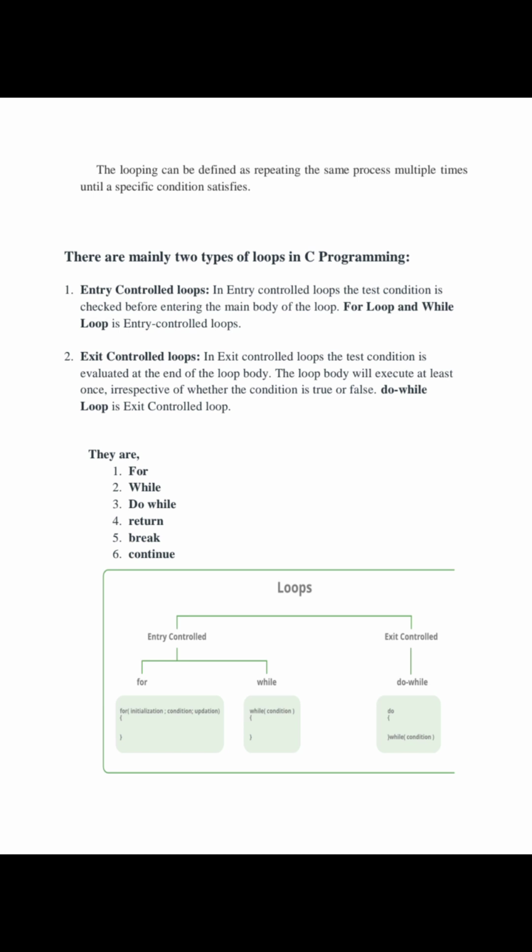Entry controlled loops. In entry controlled loops, the test condition is checked before entering the main body of the loop. For loop and while loop are entry controlled loops. Exit controlled loops. In exit controlled loops, the test condition is evaluated at the end of the loop body. The loop body will execute at least once irrespective of whether the condition is true or false. Do while loop is an exit controlled loop.